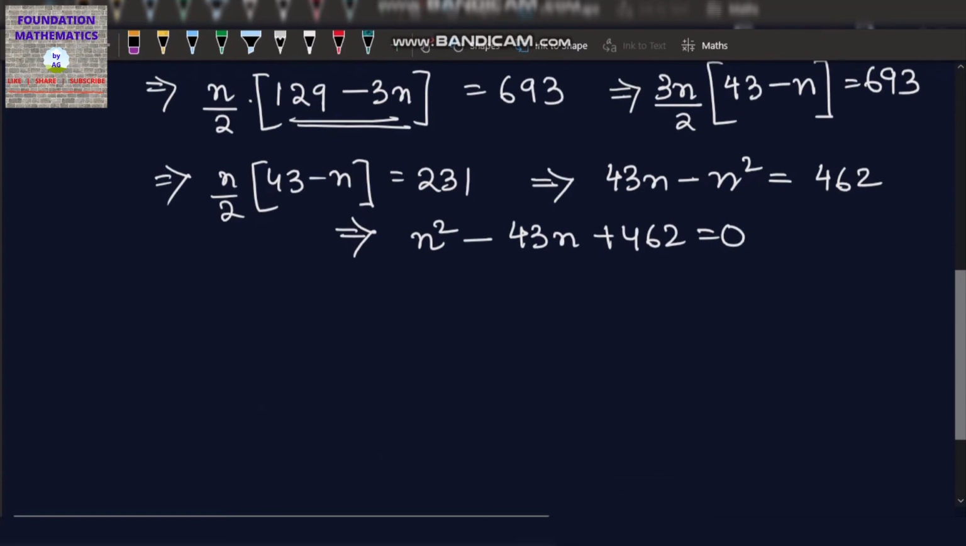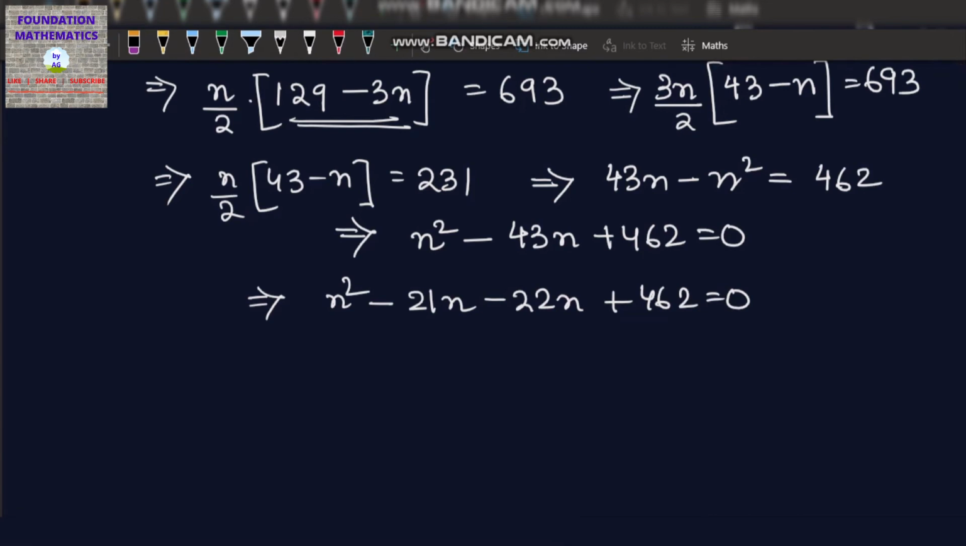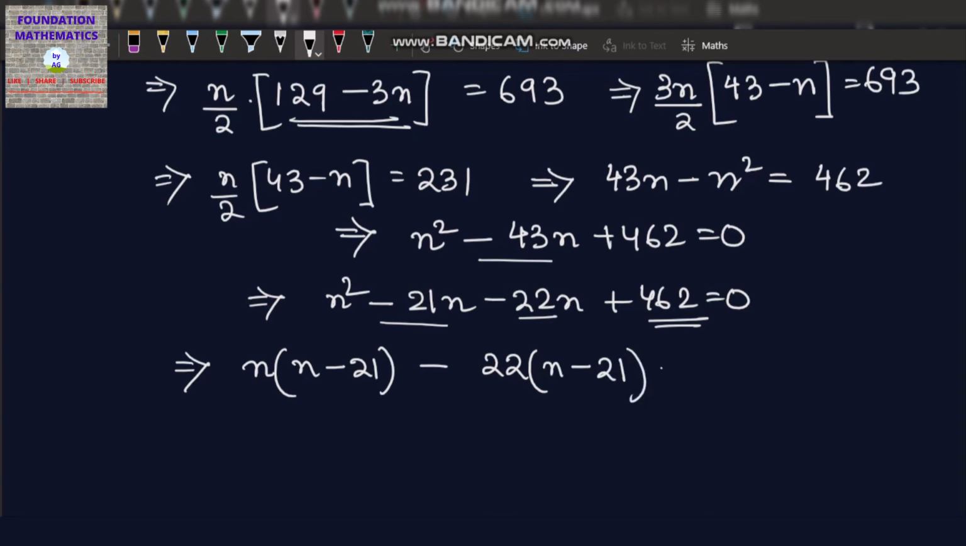Now we can split this by middle term factorization. So we have n square minus 21n minus 22n plus 462 equals to 0. 21 plus 22 gives us 43. So obviously minus 21 minus 22 will give us minus 43, and 21 into 22 is 462. So factorize this and we get (n minus 21)(n minus 22) equals to 0.